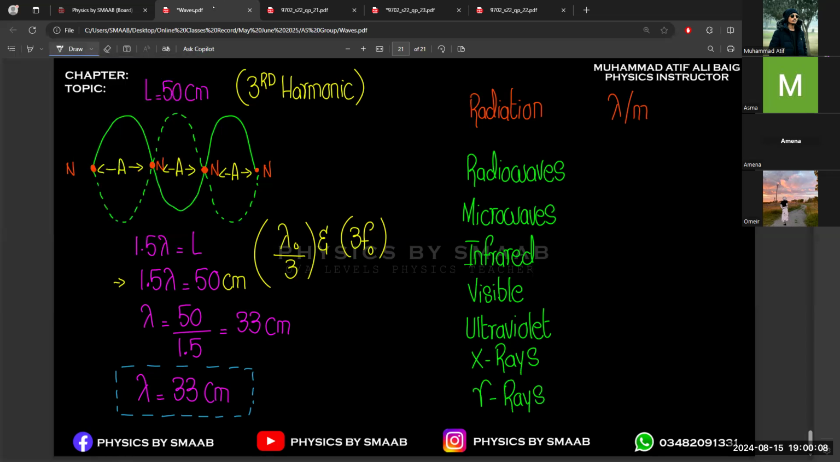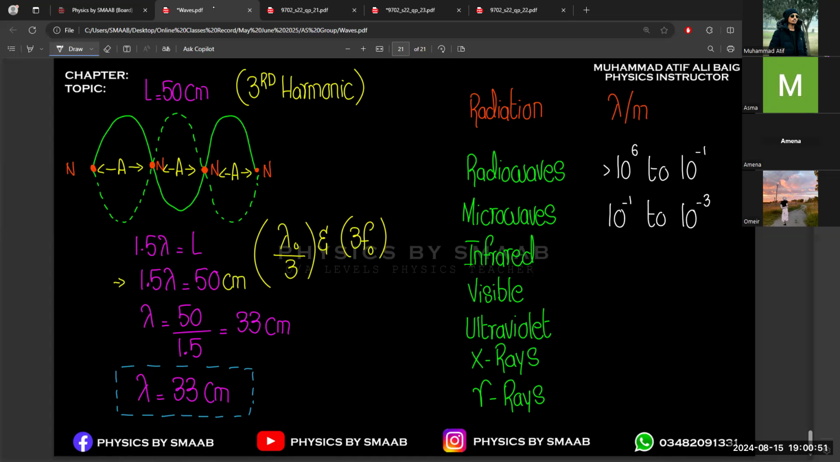Now their values. For radio waves, 10 to the power 6 to 10 to the power minus 1. So basically the maximum we can go is greater than 10 to the power 6, and the minimum we will get is 10 to the power minus 1. And microwaves start from the same value, minus 1, maximum, and minimum minus 3. Because when values are increasing with a minus sign, it means the value is going to be shorter.